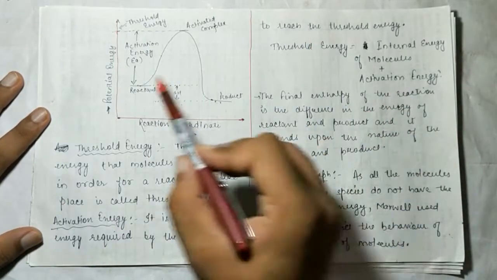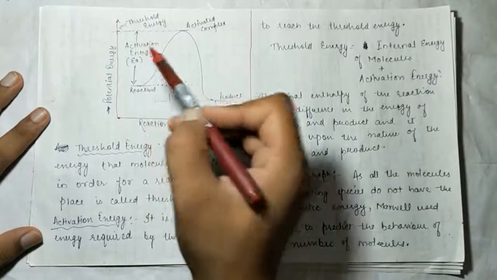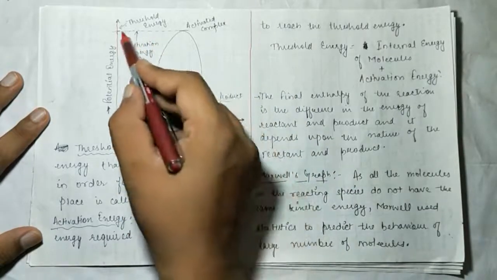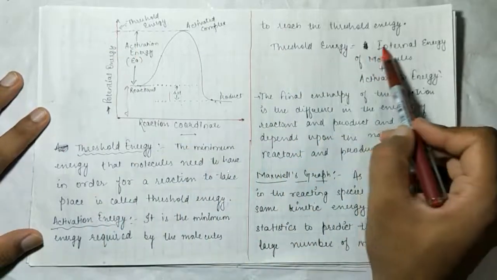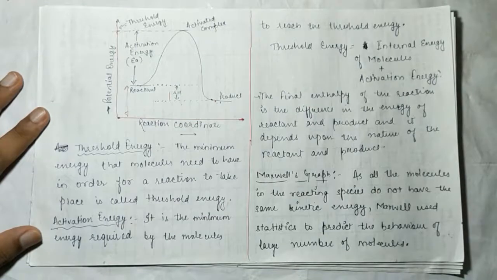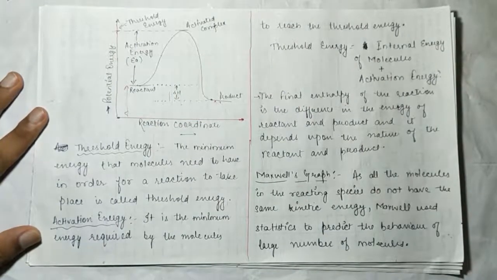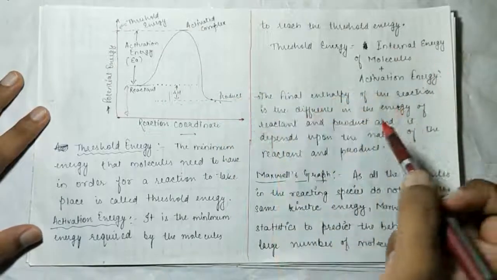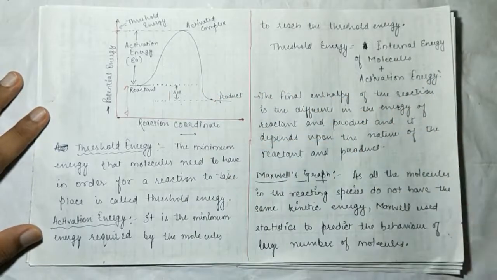One more thing, this is the internal energy, this is the activation energy. So the sum of this internal energy and activation energy is called threshold energy. Threshold energy is the internal energy of the molecule plus activation energy. Okay, and this is the enthalpy change, that is the final enthalpy change during the reaction.